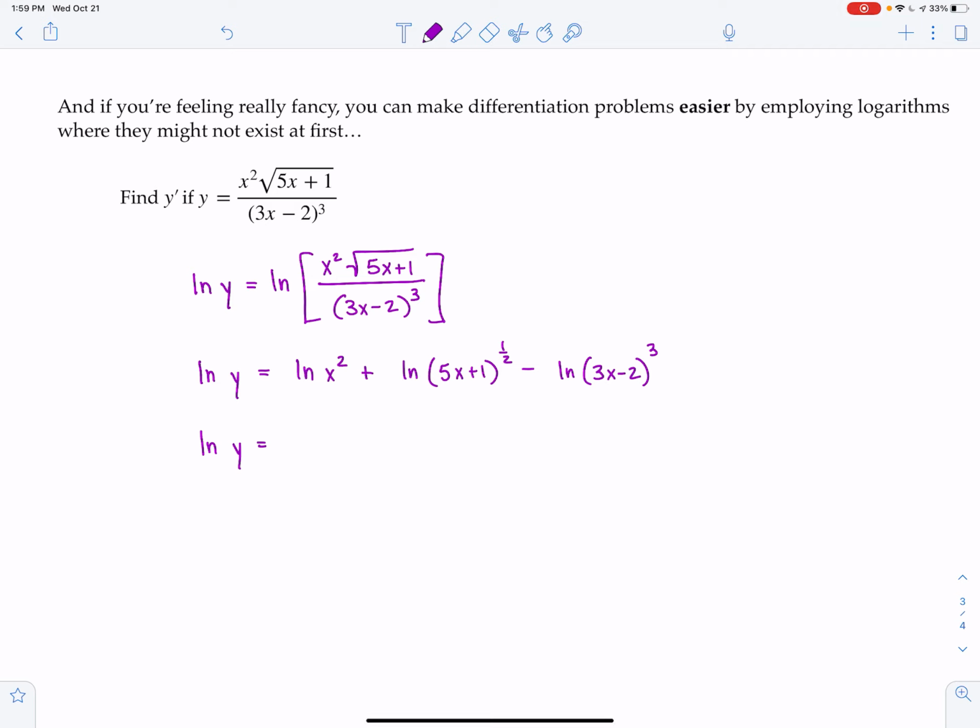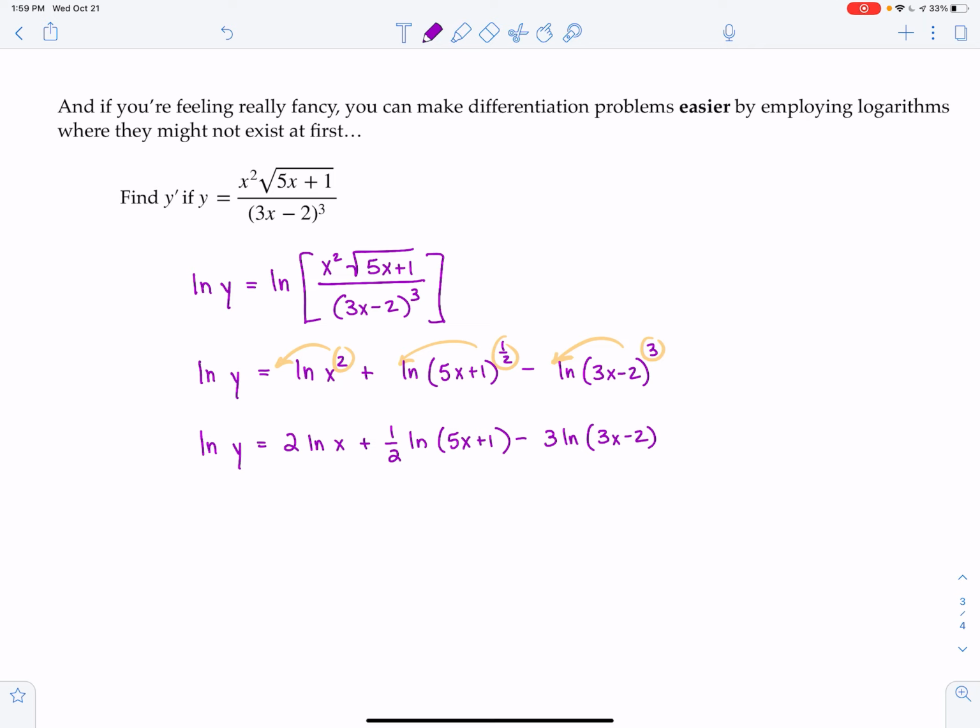But I'm going to make this even simpler by dealing with these exponents. 2 natural log of x plus 1/2 natural log of 5x plus 1 minus 3 times the natural log of 3x minus 2. And just remember, that is happening because I can move these exponents down in front. And that's what I am doing. Now we can start doing some work.